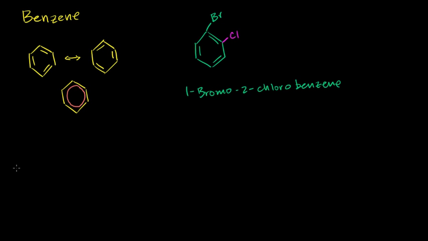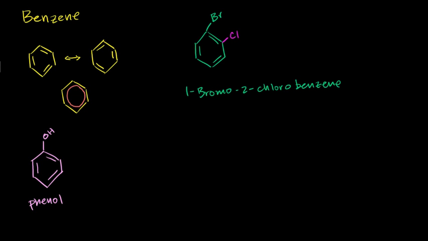So if you have this molecule right here, I'll actually draw it with the double bonds. Let's say you have this molecule right here, and over here you have an OH. You have an OH right there. This is called a phenol. So it's not called benzene anymore.